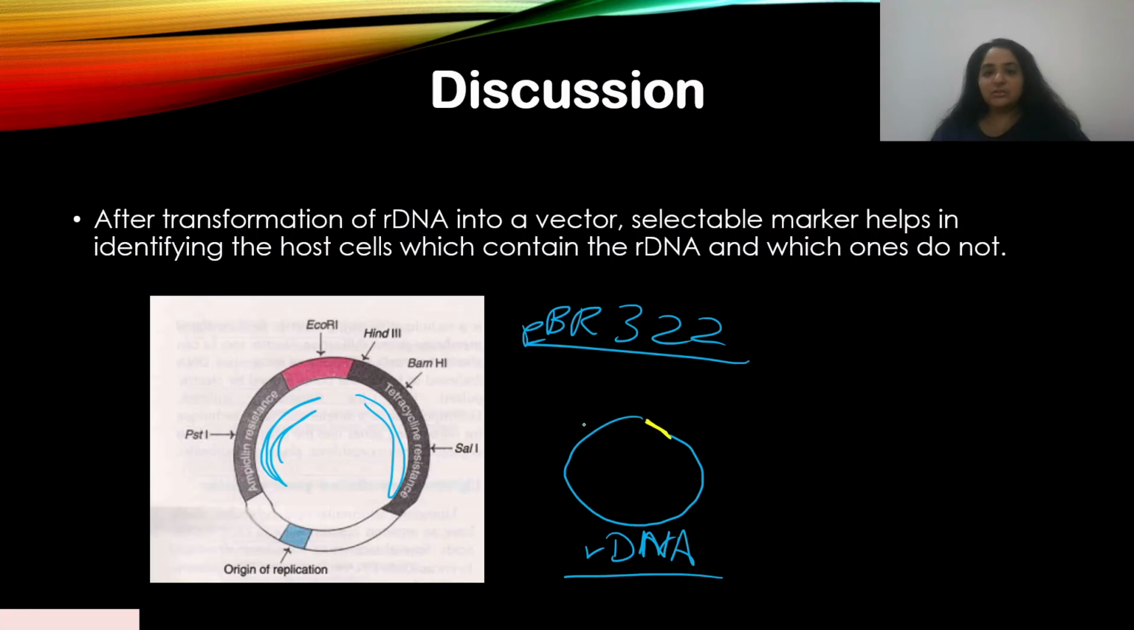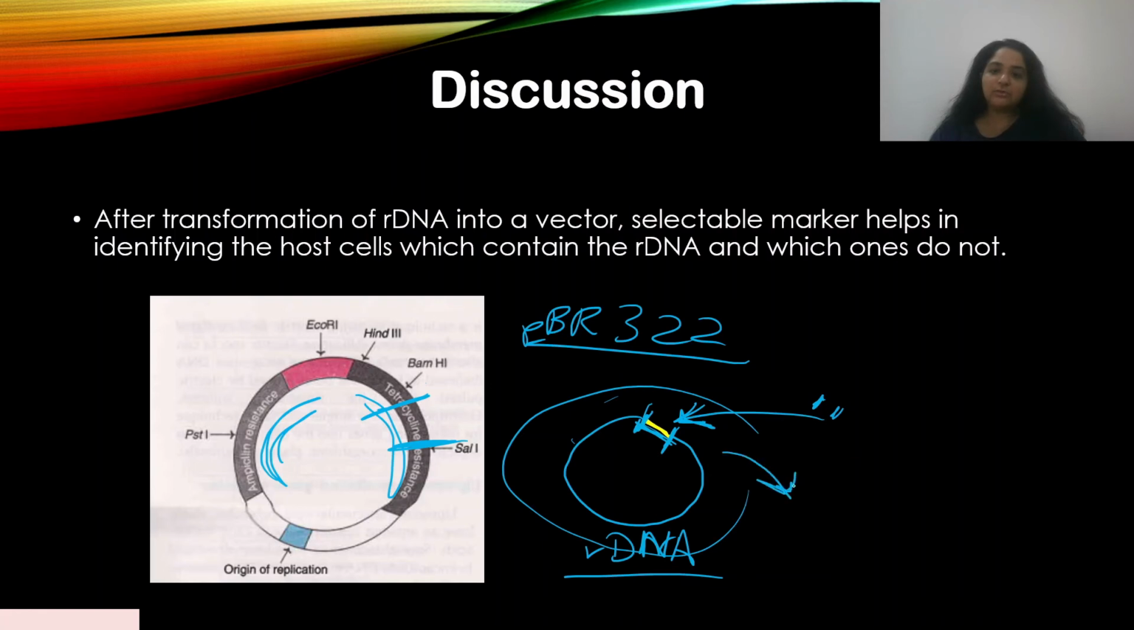Now this rDNA molecule is particularly placed in the tetracycline resistance gene. You have used BamHI restriction endonuclease to create a space in the vector DNA, and you have inserted the foreign DNA into this region. So now you have rDNA ready, and you put it into the E. coli host.